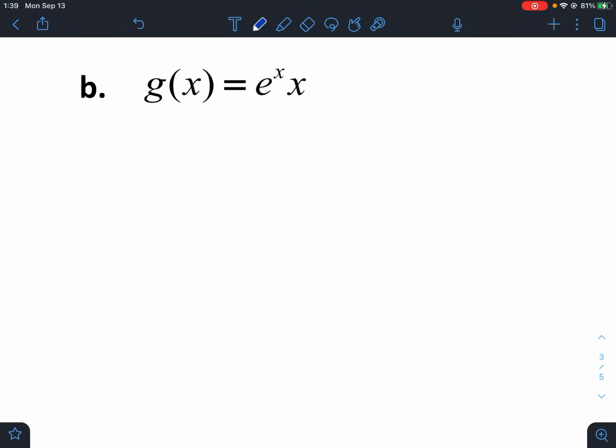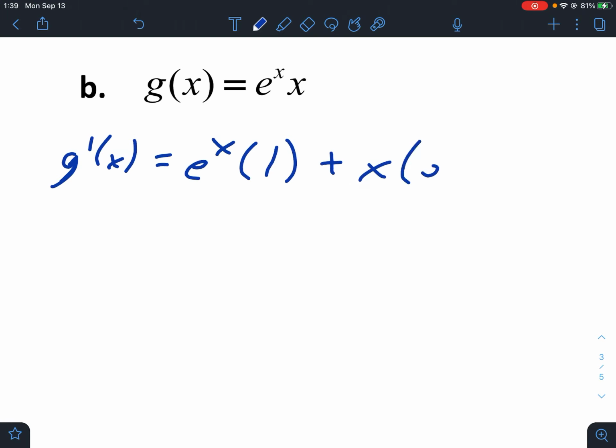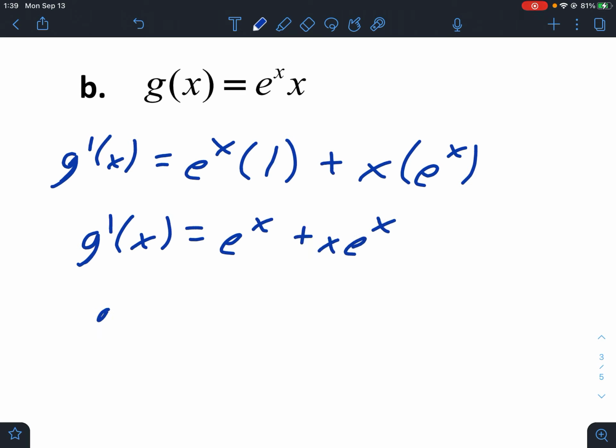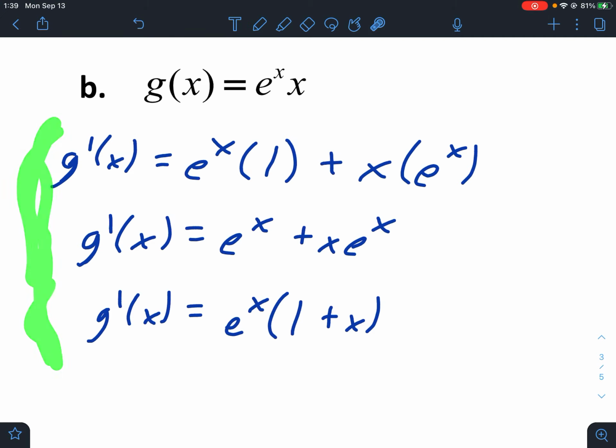Part B, we have e to the x times x. So our derivative, first function times derivative of the second function, plus second function times derivative of the first function. So that's it. We can simplify it by getting rid of that 1. And sometimes, if this is a multiple choice type question, you might see it in factored form by factoring out an e to the x. All three of these are the same answer. All three of them are accepted answers as well. All three of them represent the derivative of g.